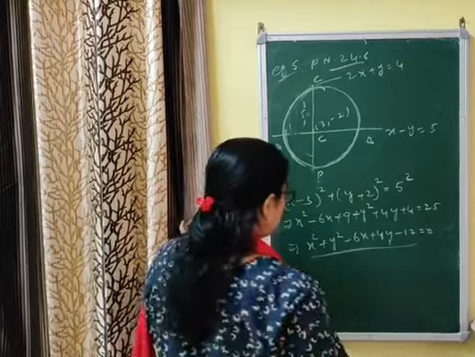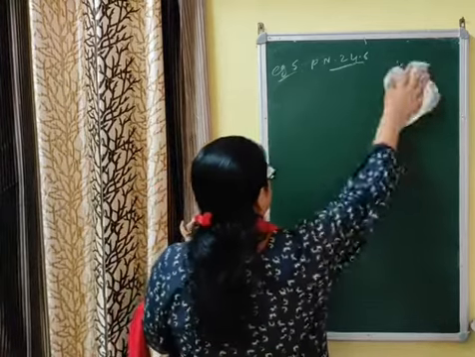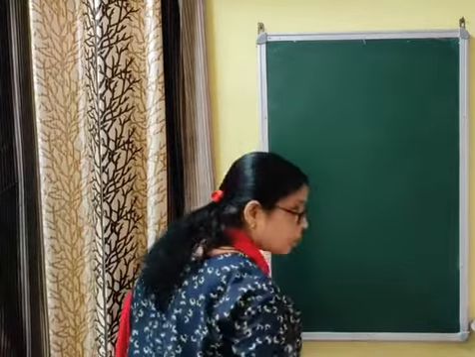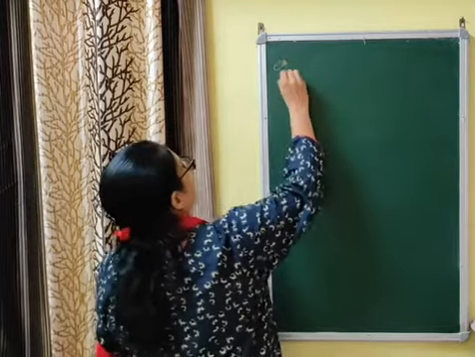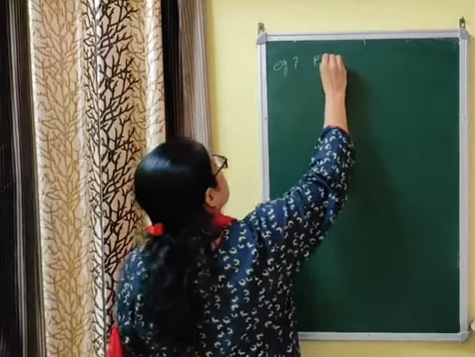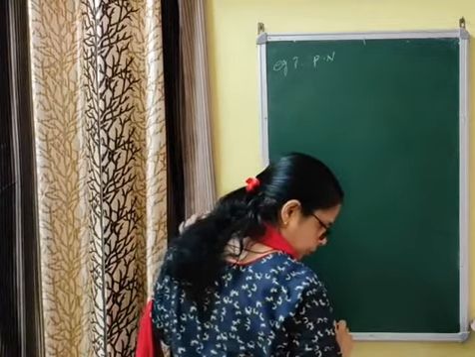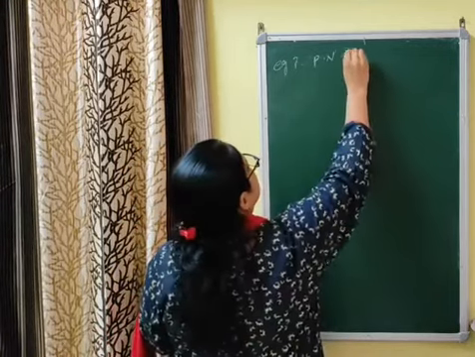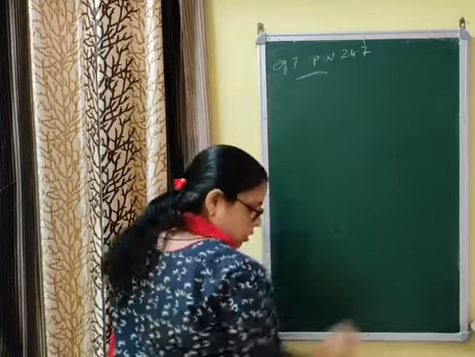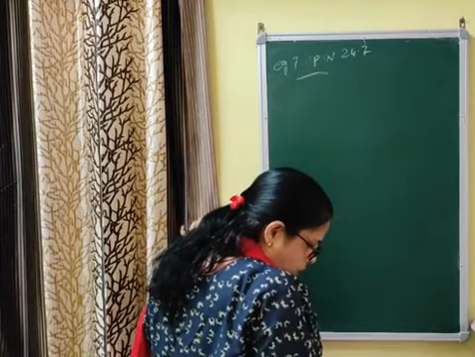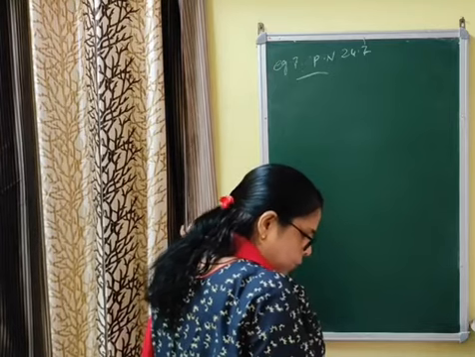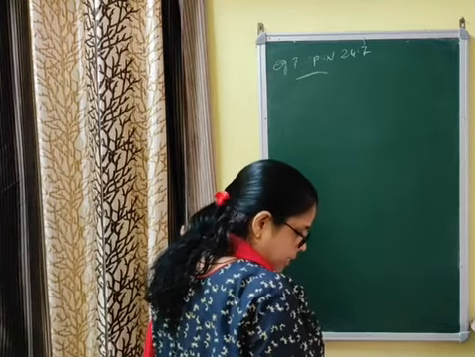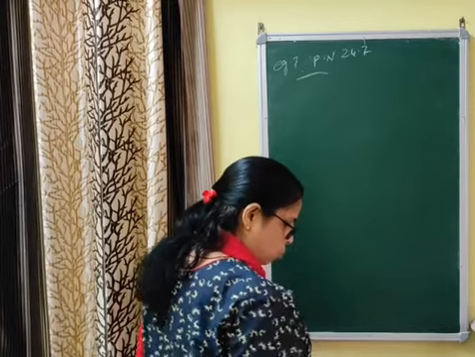This is one type of question. The next question is example 7, page number 24.7. I am reading the question. Find the equation of a circle whose radius is 5, whose center lies on the x-axis, passing through the point (2, 3).